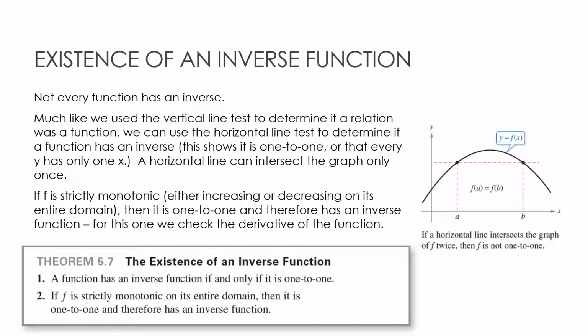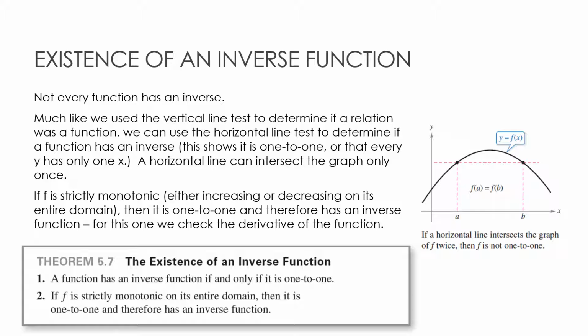So we've talked about how to verify if two functions are inverses, and of course we want to get to the point where we're finding an inverse, and then of course finding the derivative of an inverse. But first we need to know whether or not a function has an inverse. So we've talked about the horizontal line test to determine if a relation was a function.